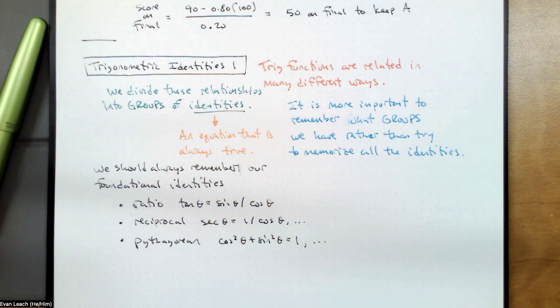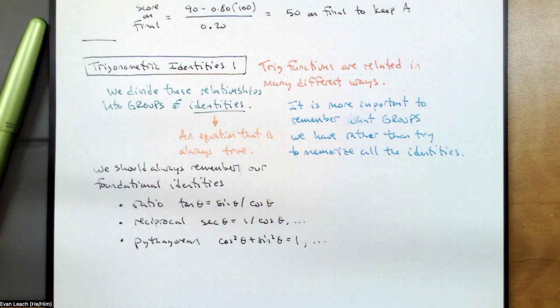We should remember our foundational identities, the categories of ratio identities, reciprocal identities, and Pythagorean identities. Ratio is important because tangent is sine over cosine. That's an important relationship between tangent, sine, and cosine. Secant is 1 over cosine. Cosecant is 1 over sine. Cotangent is 1 over tangent. That's kind of how we define our secant and cosecant functions.